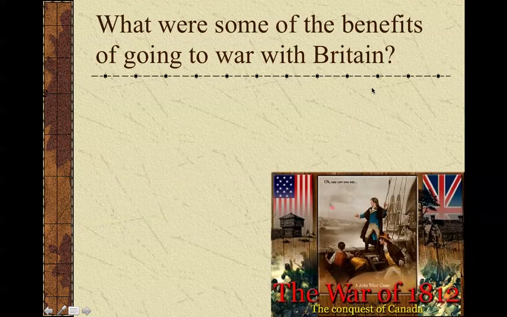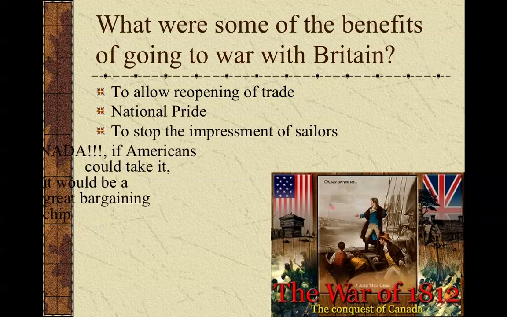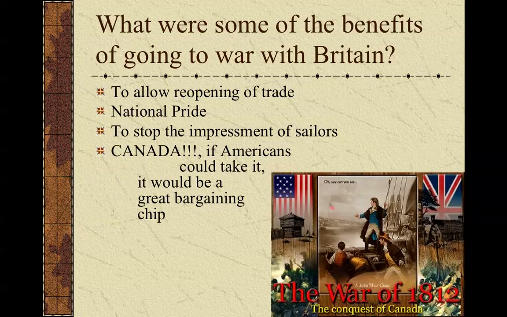Some of the benefits of going to war with Great Britain, and there were a lot of reasons that some people wanted to, and as we'll discuss in the next slide, there were also a lot of reasons why people didn't want to go to war with Great Britain. First reason you should write down is that we wanted to allow the reopening of trade. The idea was that if we could go to war with Great Britain, then what would happen is we could basically reopen the trade with them. So if we defeated them in war and we basically made them mind and made them not interfere with our shipping and interfere with our trading, then we would be able to retrade our goods and we'd be able to increase our economy.